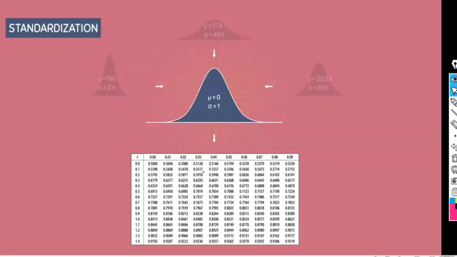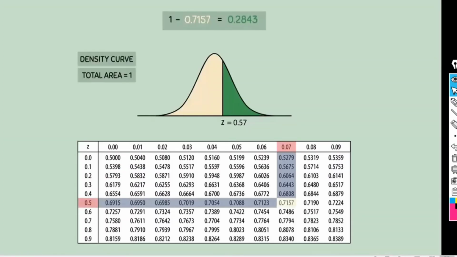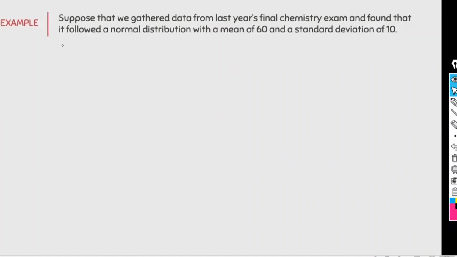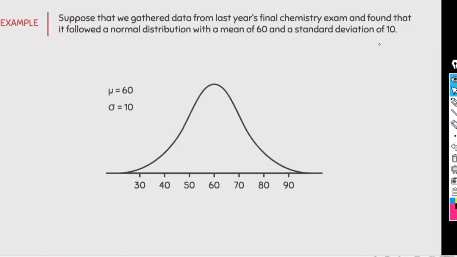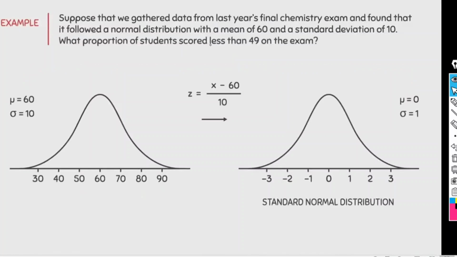In the certification, for example, this is the question. Suppose we have gathered the data from the last year's final chemistry exam and it follows a normal distribution with mean of 60 and standard deviation of 10. And the question is, what proportion of students are less than 49? This is the question.